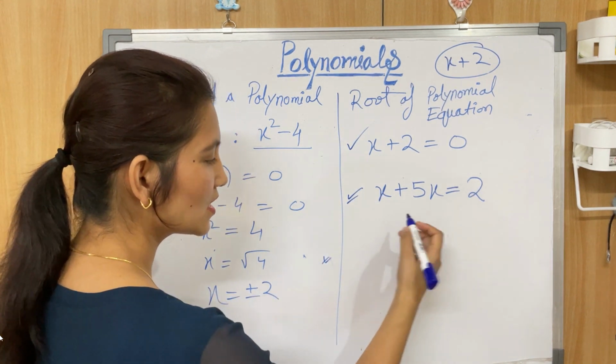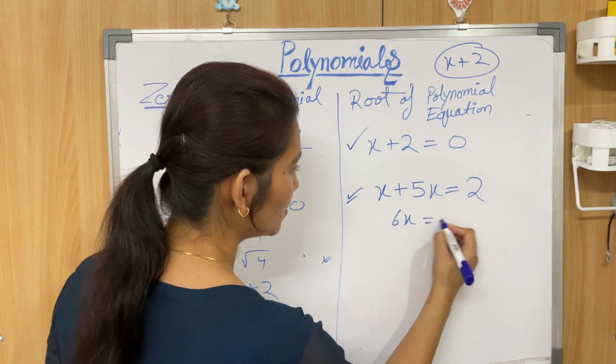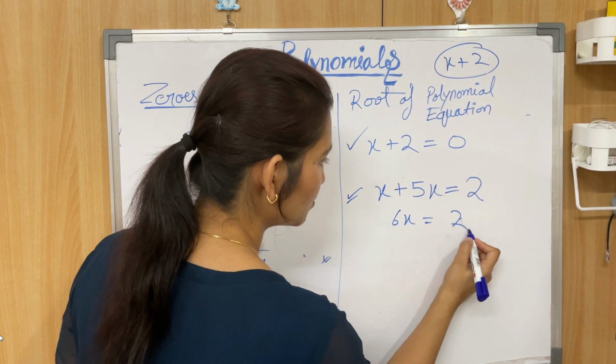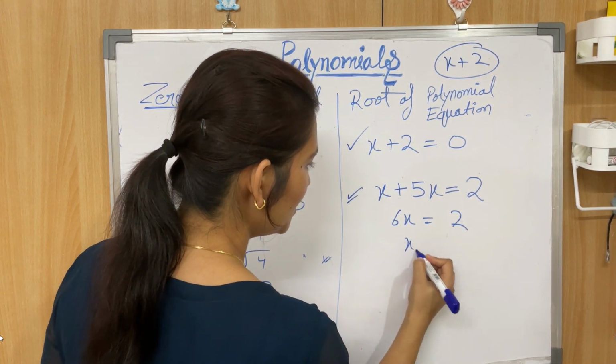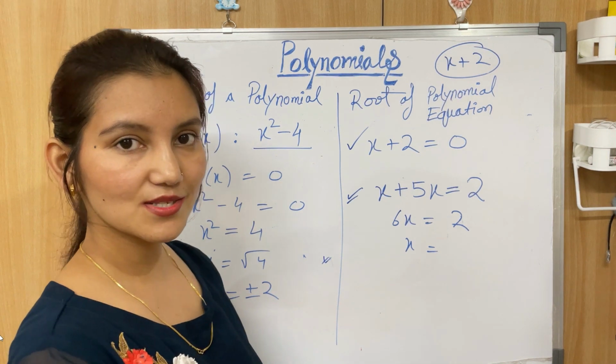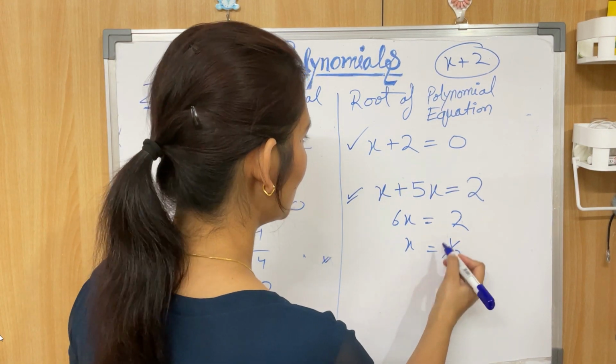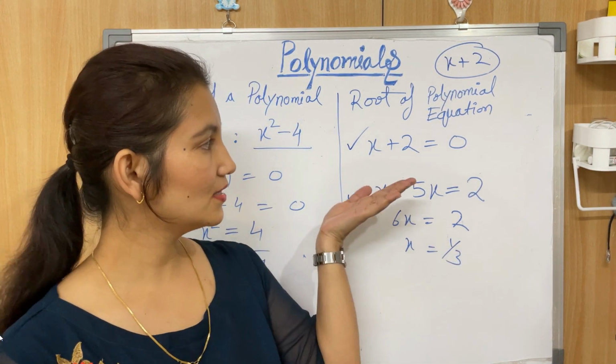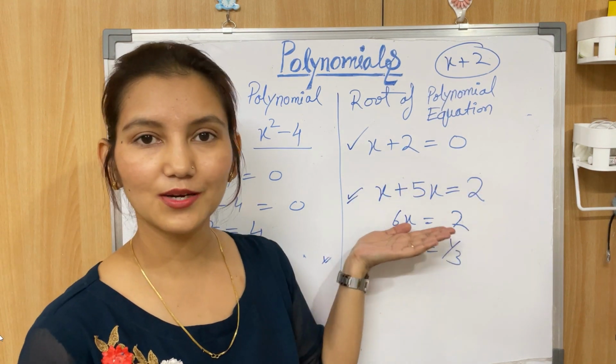So now let's solve this equation. x plus 5x is 6x is equal to 2, so x will be 2 upon 6, and 2 upon 6 is 1 upon 3. So 1 upon 3 is the root of this polynomial equation.